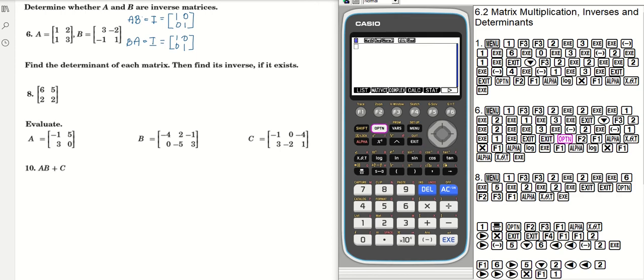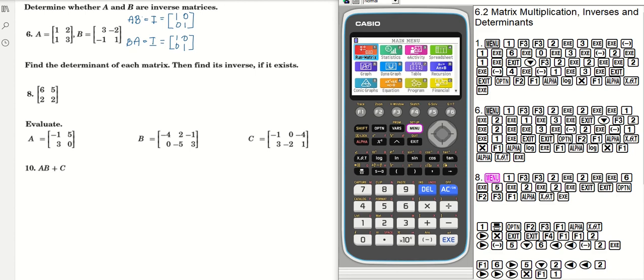Proceed to option F2. Look for the matrix, which is F1. Press alpha and then A multiply by matrix, then press alpha B equal to 1, 0, 0, 1. How about matrix B multiply matrix A? So we have the final answer, which is 1, 0, 0, 1.